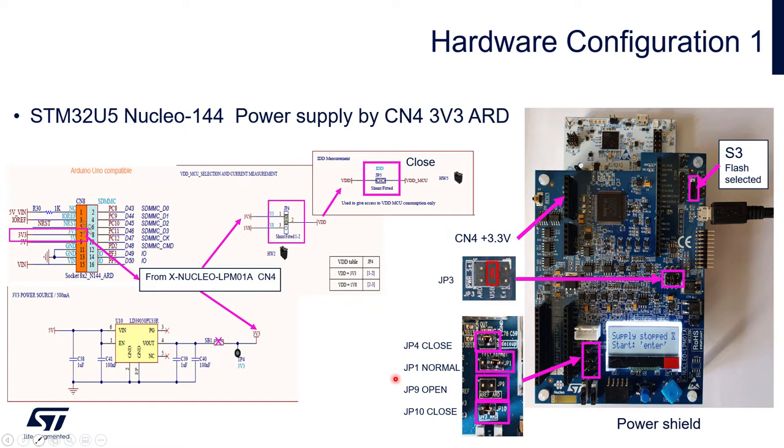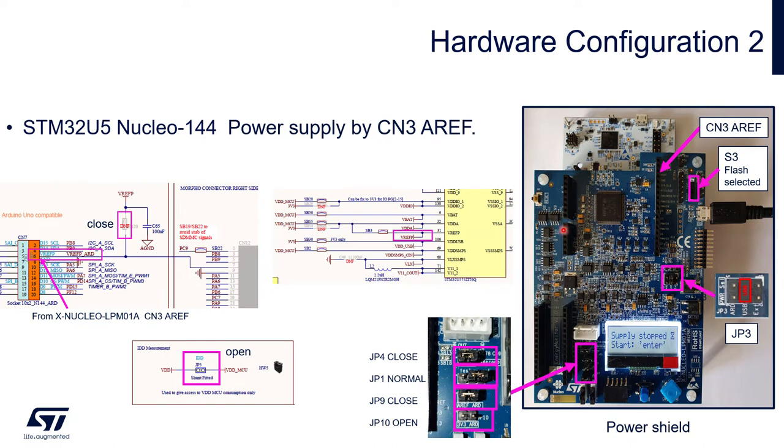Jumper 1 must be configured in normal mode. On jumper 4, leave the additional capacitor on 3.3 volt, which improves the stability of the supply voltage. And the switch S3 must be put on flash. For more detail on the jumper configuration, take a look at the PowerShield and Nucleo user manual.